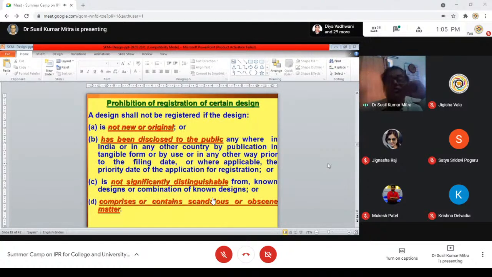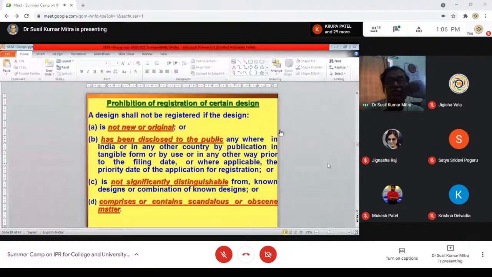There are certain prohibitions in registration of design. What cannot be registered under design? If the design is not new or original, or it has been disclosed to the public before, by any kind of publication anywhere in India or in another country, because we consider global novelty in design registration also. So you have to first apply and then disclose. But if you disclose to the public first and thereafter come for registration, your registration will not be done. And it should be significantly distinguishable from the known design.